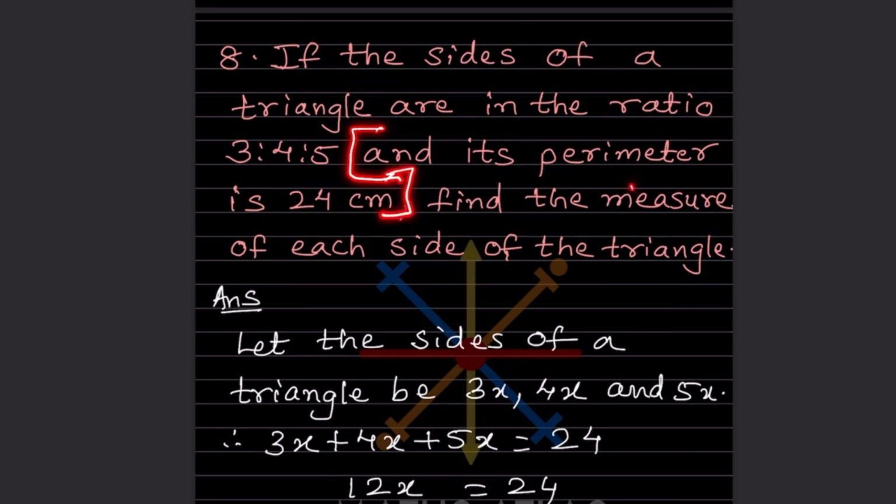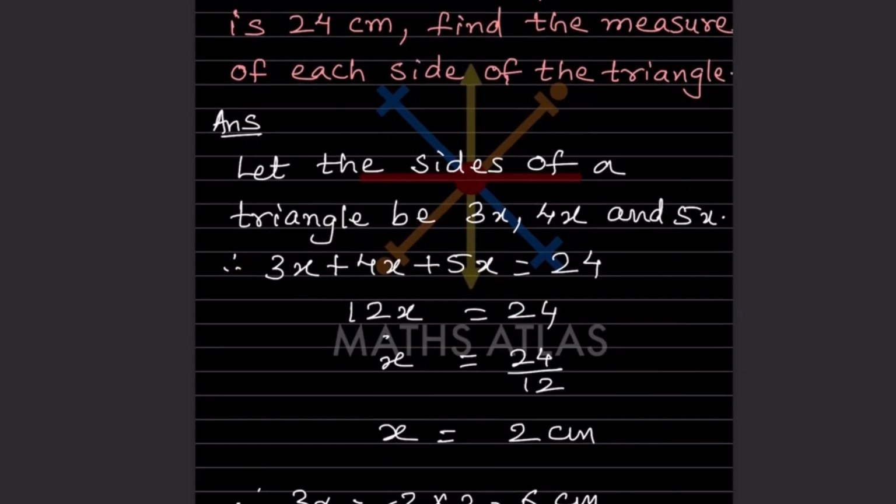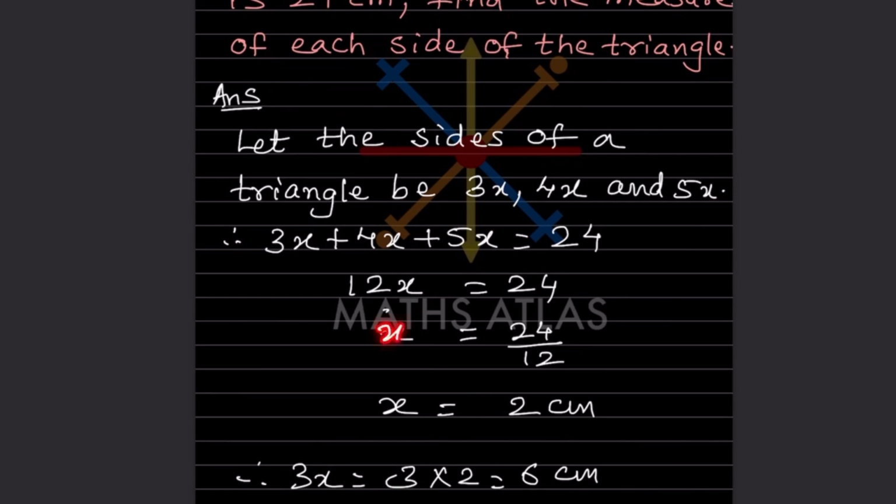Perimeter is 24 centimeter. So perimeter means these are the sides given, and sides means you have to add them. So 3x plus 4x plus 5x, and "is" means is equal to 24. When you add this, you get 12x is 24. So first thing, what are we going to do? We are going to find the value of x.